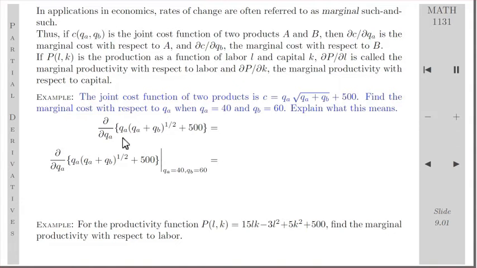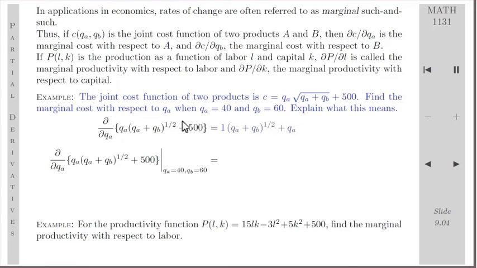To find the partial derivative, since I have a product here, I have to use the product rule. The last term is an absolute constant. It doesn't change at all, so its derivative is 0. So I really need to just do this derivative. I'm differentiating with respect to QA, so I treat QB as if it's a constant. The first factor is QA. The derivative of QA with respect to QA is 1, times the second factor, QA plus QB to the power 1/2, plus the first factor QA times the derivative of the second factor, QA plus QB to the power 1/2.